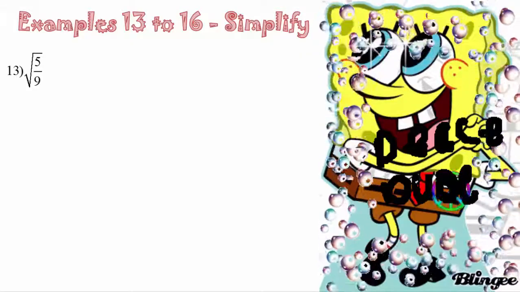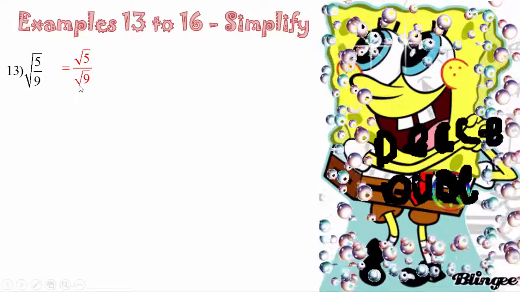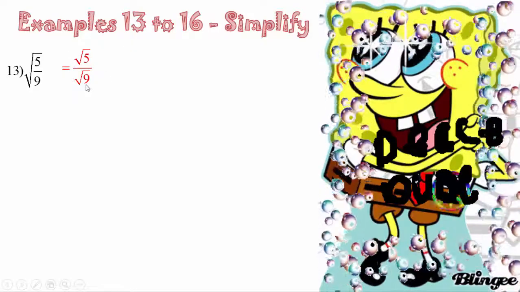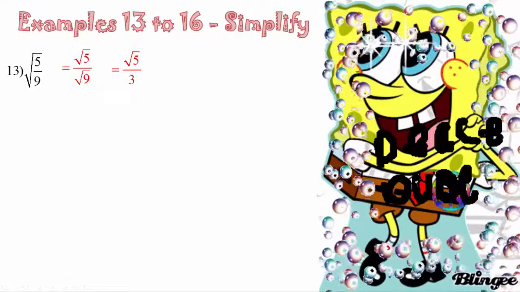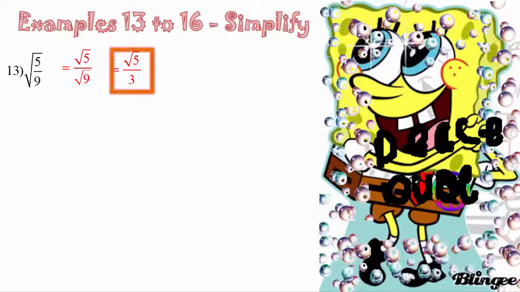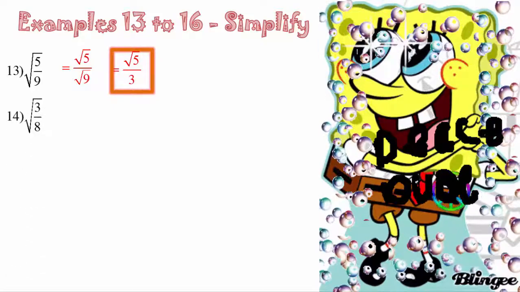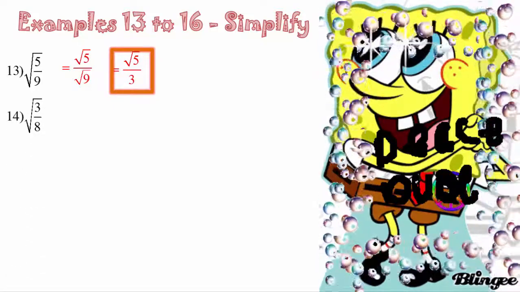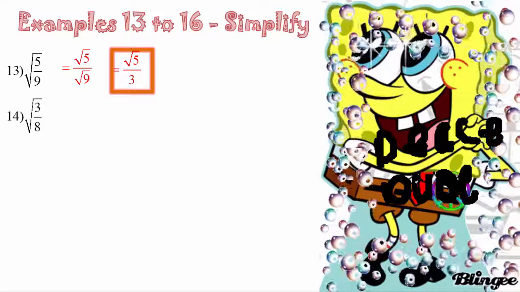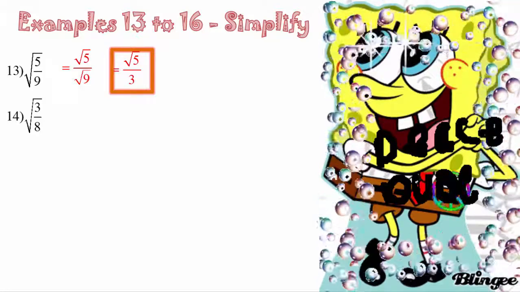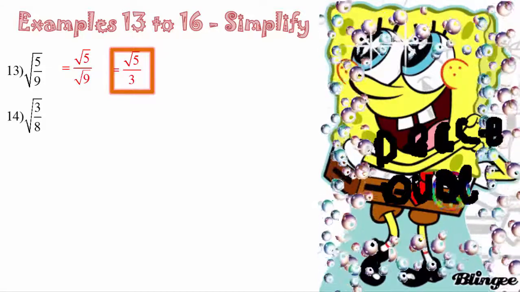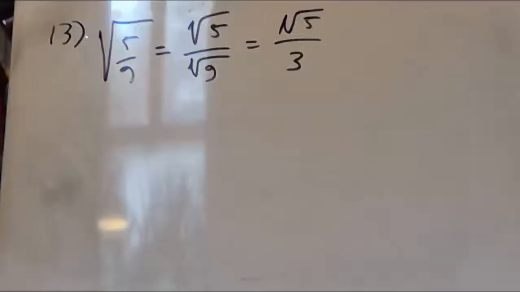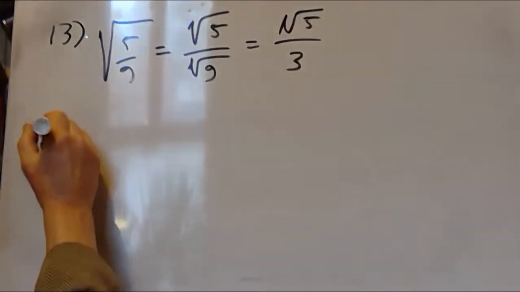Reviewing example number 13, we broke the radical into a radical on top and a radical on bottom, and we saw that the square root of 9 is a perfect square, so we simplified it to square root of 5 over 3. In example number 14, we're asked to simplify the square root of 3 over 8, and again we have a fraction inside a radical, so let's go over to the whiteboard and do this one. Let's see what we can do with 14.